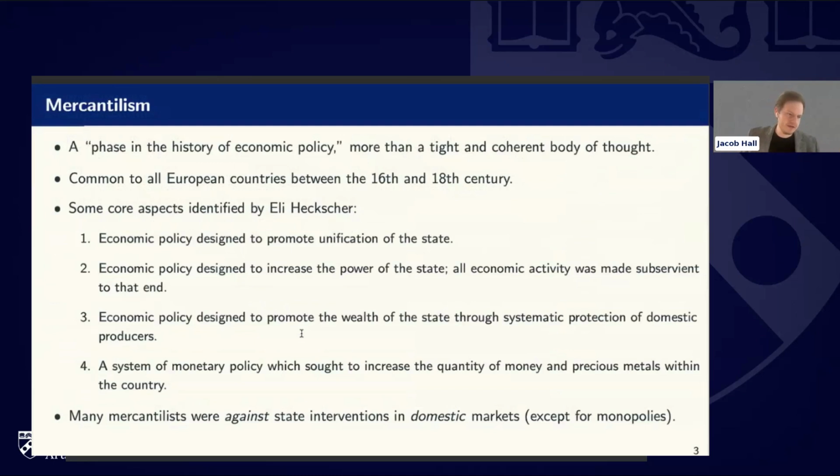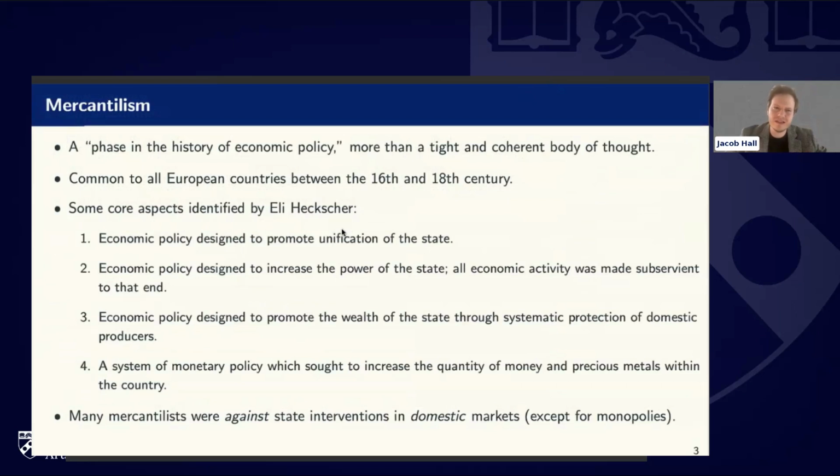One big background thing that's worth emphasizing here in the beginning of the lecture is mercantilism. What is mercantilism? It's a phase in the history of economic policy as well as a body of thought, but it's really more of a phase of policy rather than a tight, coherent, analytical body of thought.